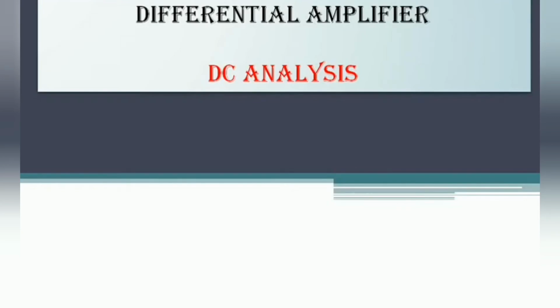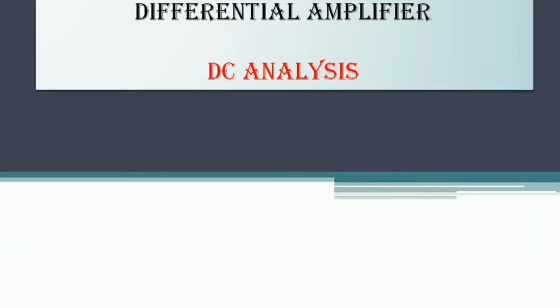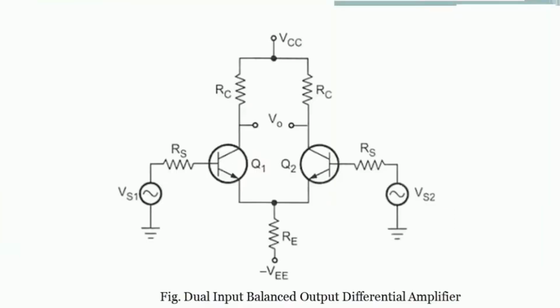Hello everyone. In this video you are going to see what DC analysis is and how to perform DC analysis for one configuration of differential amplifier. DC analysis is nothing but obtaining the operating point values for the transistors used. Here Q1 and Q2 are the transistors, and we have to obtain the operating point values. The output is taken across the collector, so the operating point is ICQ and VCEQ, nothing but output current and output voltage.